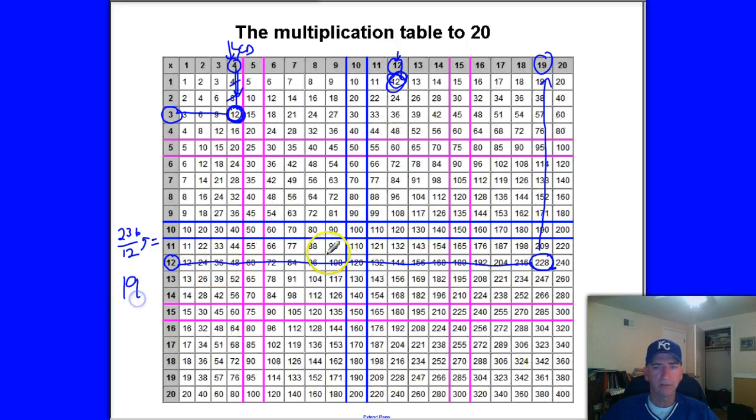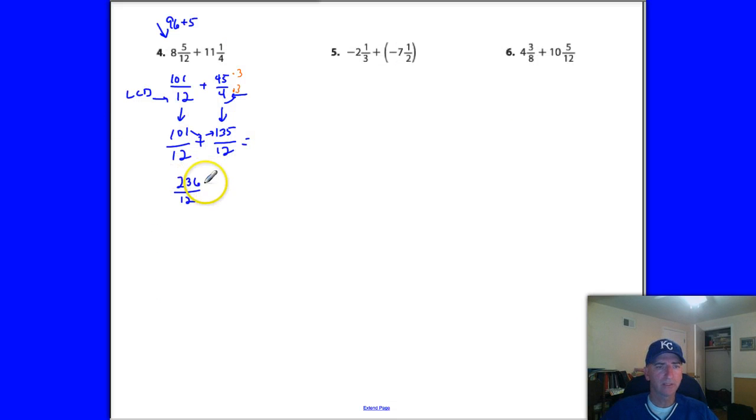But here's the deal. Since I only made it to 228, I have to figure out how many more it will take me to get from 228 to 236. So we'd add that up, and that comes out to be 8. So we have 19 and 8 twelfths. All right, now hopefully you notice that we cannot leave this fraction because I can reduce that. I can divide that by 4, and I can divide that by 4. So it actually ends up being 19 and 2/3.